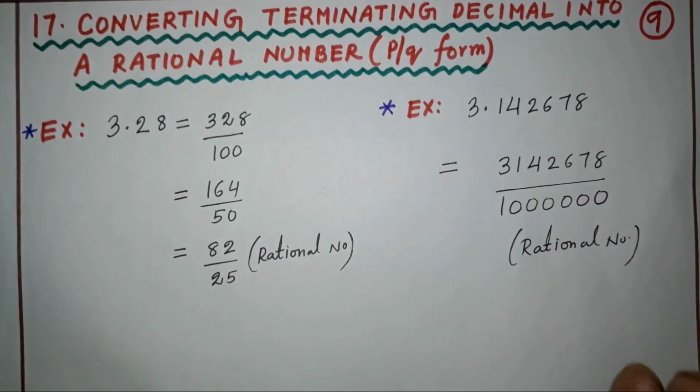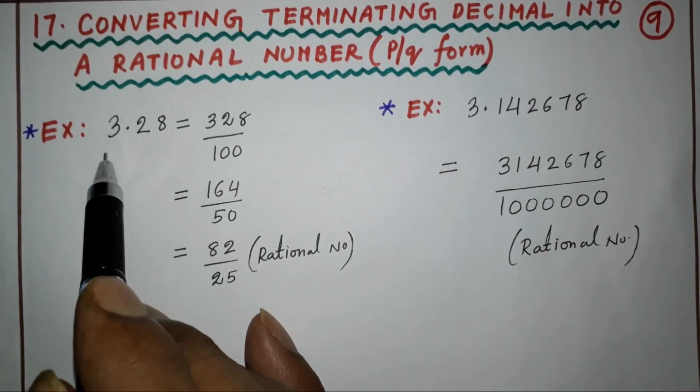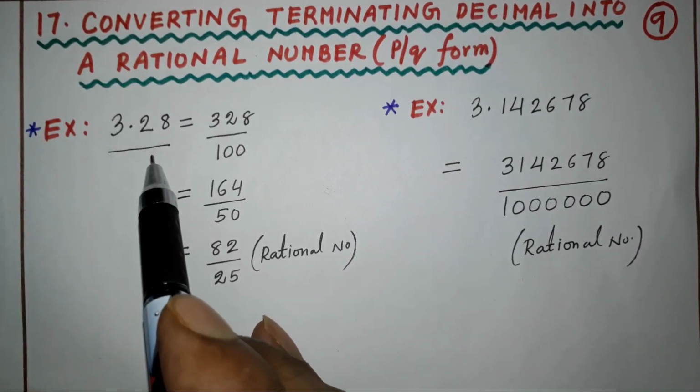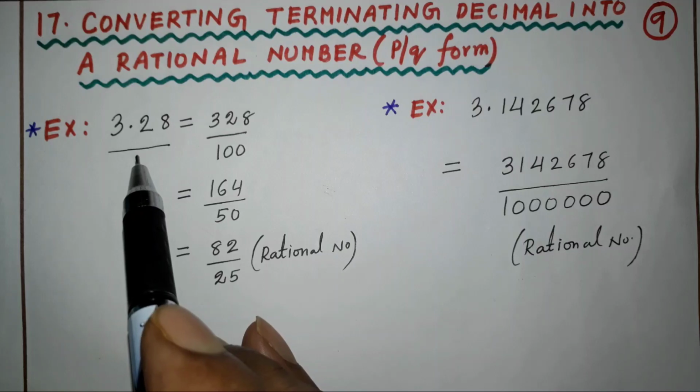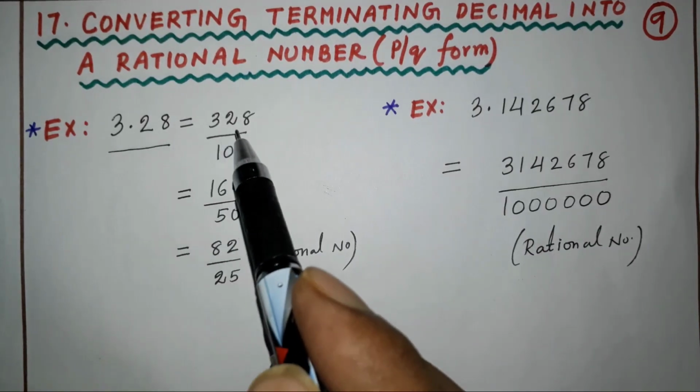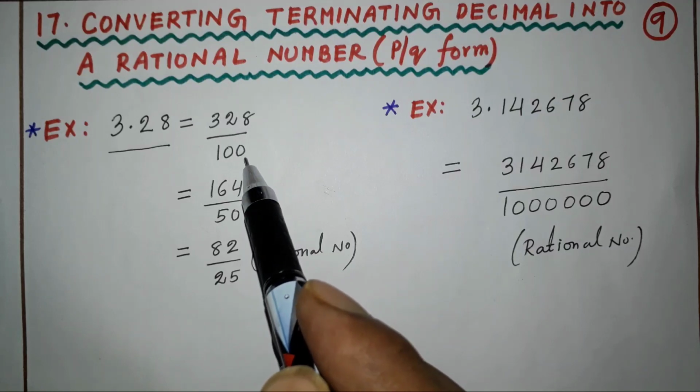Today, we are going to discuss converting a terminating decimal into a rational number, that is, in the form of p by q. For example, take 3.28, children, it is a terminating decimal. In earlier classes we learnt how to convert this type of decimal into a common fraction, that is nothing but 328 by 100.